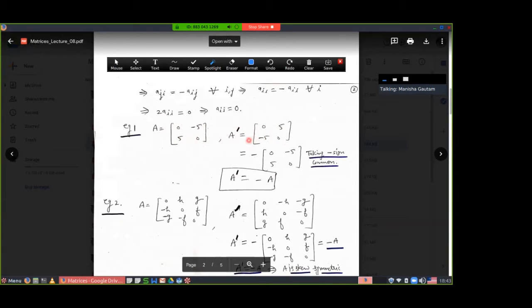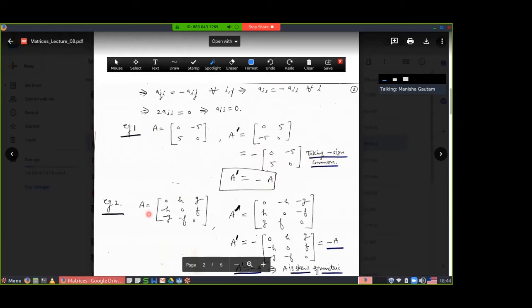When you take the minus sign common from this matrix, you will get the same matrix A. Take the common minus sign. This 0 stays as it is, 5 becomes minus 5, minus 5 becomes 5, and 0 stays 0. Taking the negative sign common, then you will get what? Minus of A. It means the transpose of the matrix is equal to minus A. Only the minus sign difference will be there in the elements. And such types of matrices are known as skew symmetric matrices.